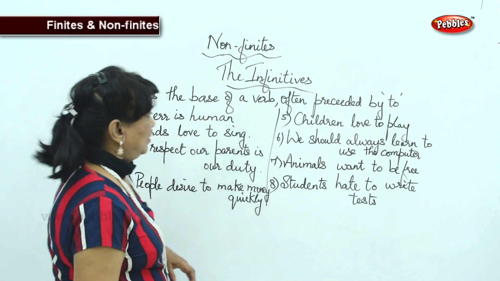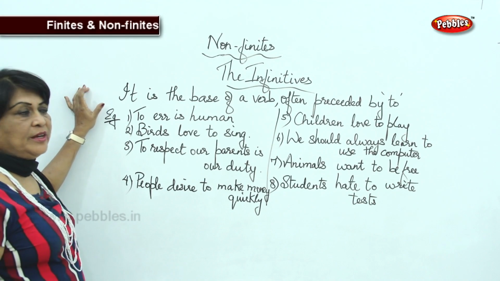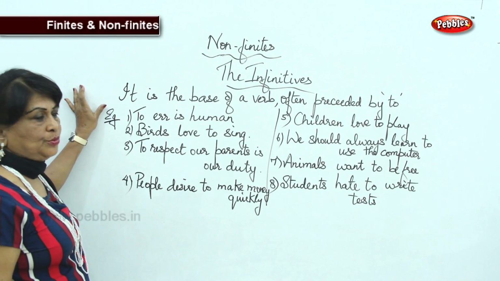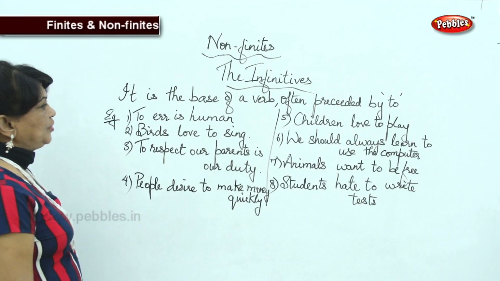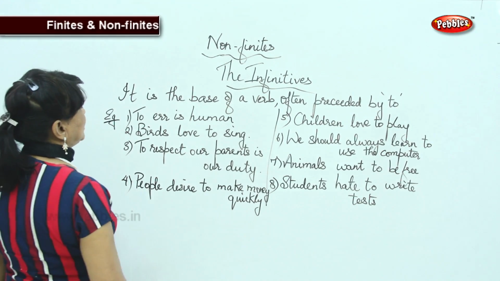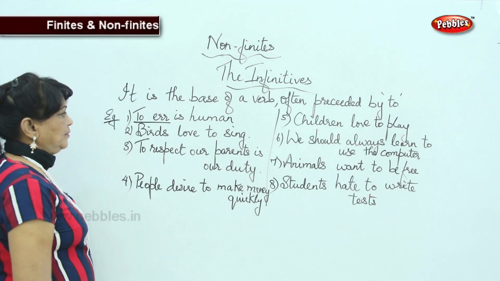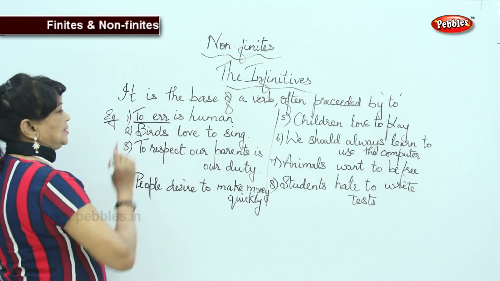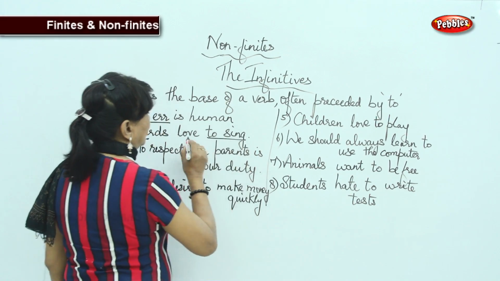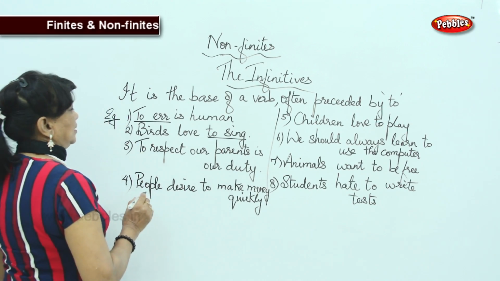Okay. Now I have given you 8 sentences. What is an infinitive? It is a base of a verb often preceded by "to". Now based on that you are going to underline the infinitives here. "To err is human." So this is an infinitive. Which is the main verb? "Is." "Birds love to sing." Love is a main verb. "To sing" is an infinitive.